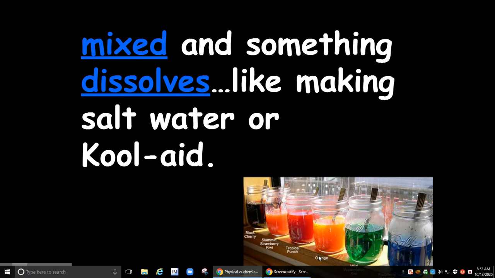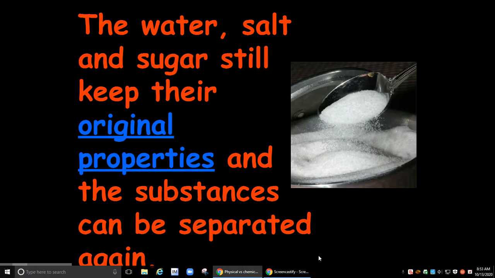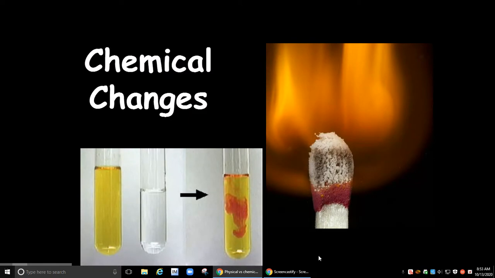A salad is also an example of a mixture. You can put lettuce and tomatoes and bacon bits and dressing on the salad, but you could separate all of those things if you had the patience to do so. So water, salt, and sugar still keep original properties, and you can separate those substances again.